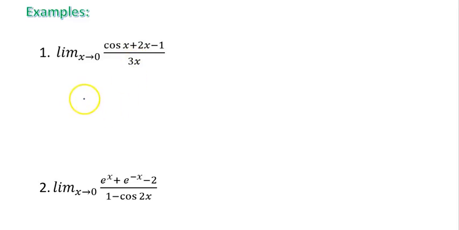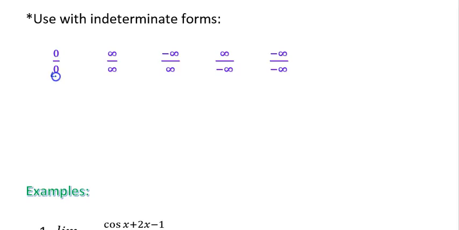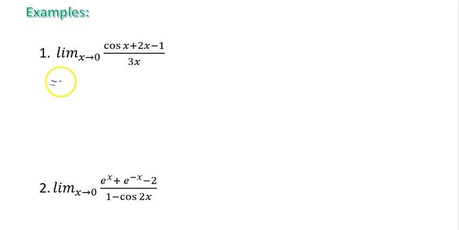Now, how to use L'Hopital's rule. You want to put an equals mark with a little L apostrophe over it, and that way whoever's looking at your paper knows that you are using L'Hopital's rule. The limit stays the same. So limit as x approaches 0.